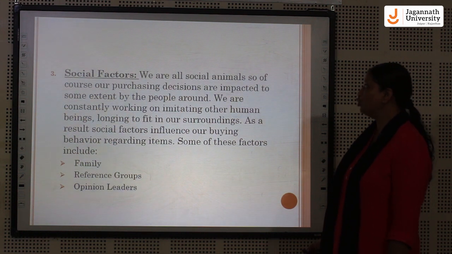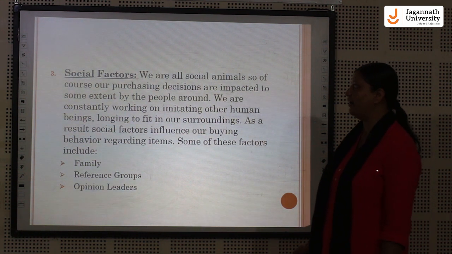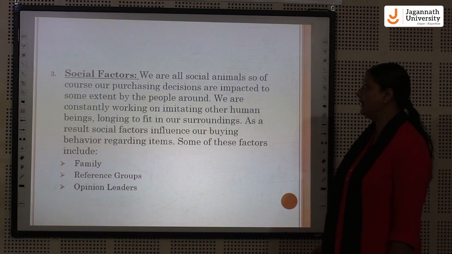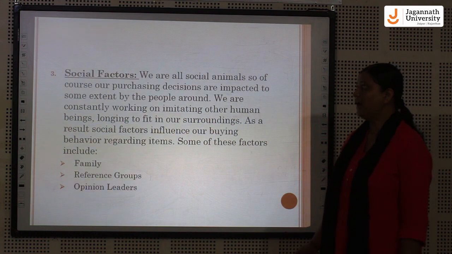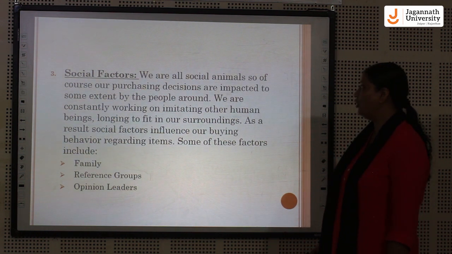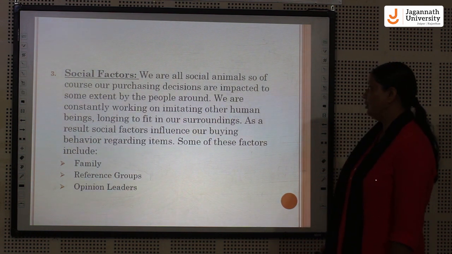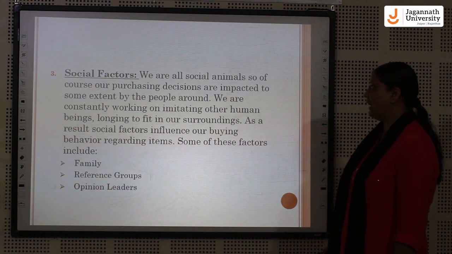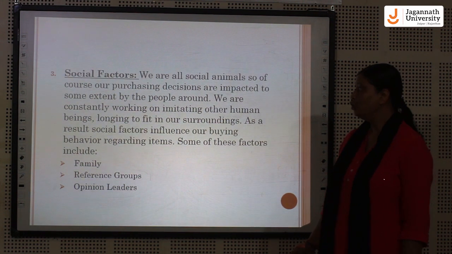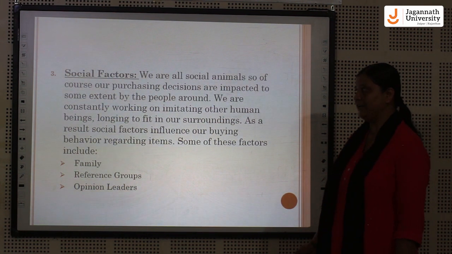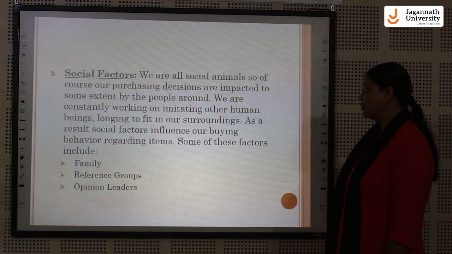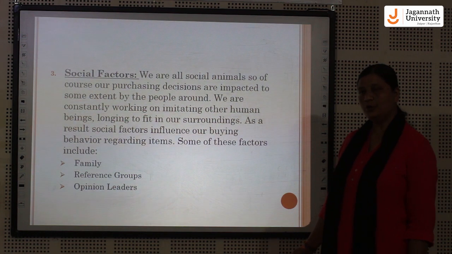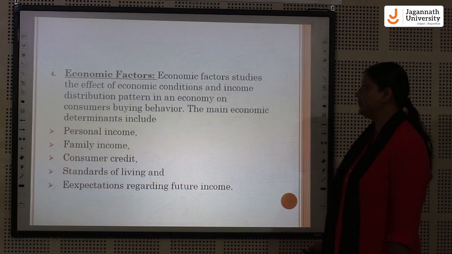Now the social factors. We are all social animals, so of course our purchasing decisions are impacted to some extent by the people around us. We are constantly working on imitating other human beings, longing to fit in our surroundings. As a result, social factors influence our buying behavior regarding items. Some of the factors include family, reference groups, and opinion leaders.